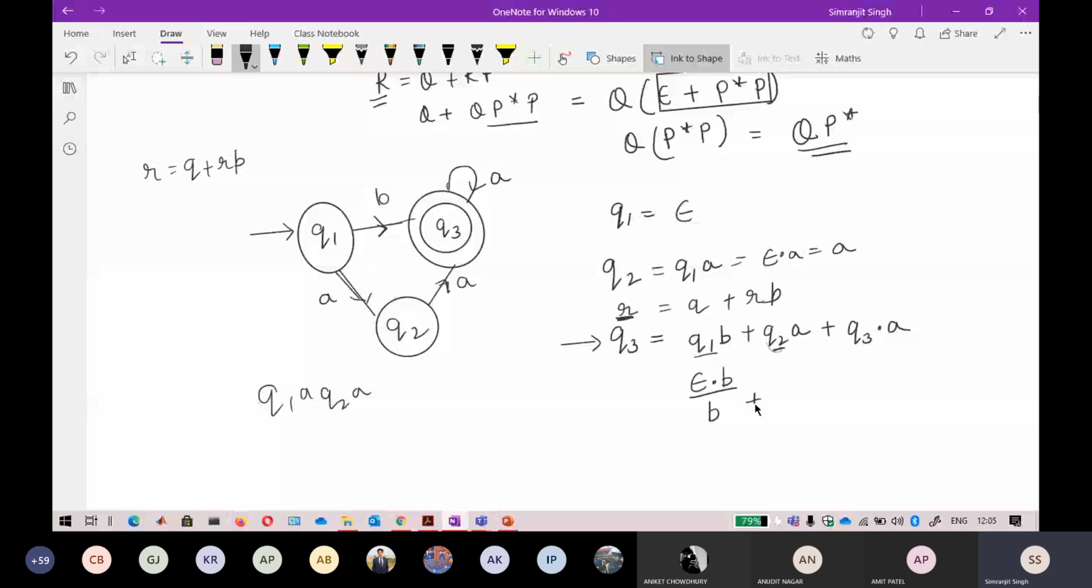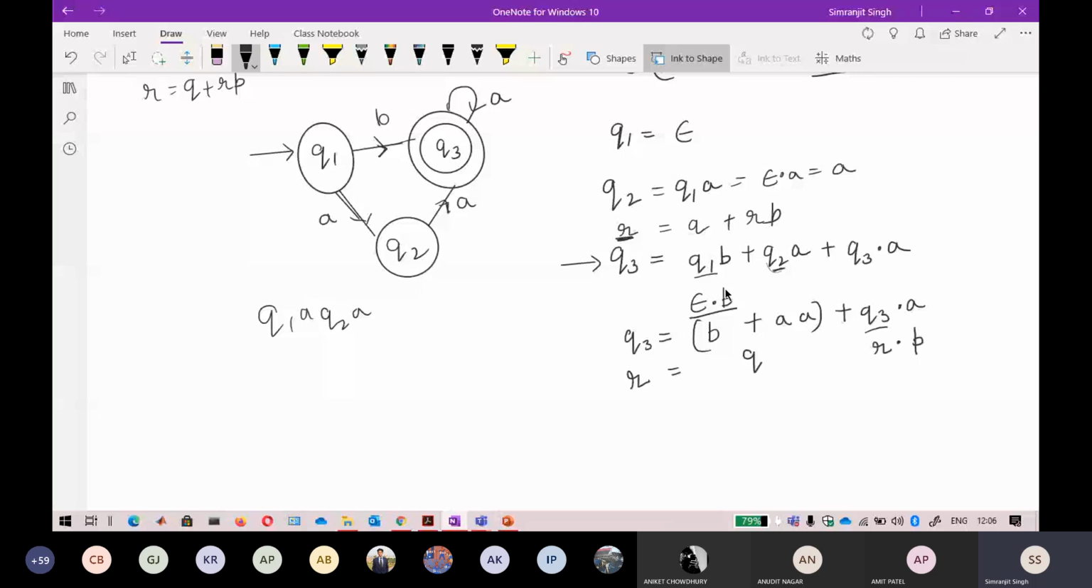Now if you clearly see, I want to write this expression as R equal to Q plus RP. So R is this, Q3 is R. Now where is R? This is R. So R becomes this and P becomes this, and this whole thing will become your Q. Now I have converted this to the expression R equal to Q plus RP. Now this whole expression can be converted, if you remember the solution, to QP star. So what can you write?